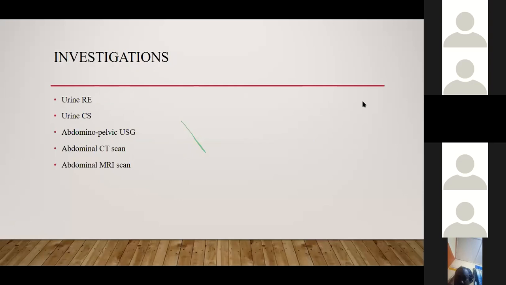So investigations, we do very basic investigation like a urine dipstick, or you can do a urine routine examination or microscopy. And then it's always good to do a urine culture, because once you've said there's an infection, you need to know the organism causing the infection.